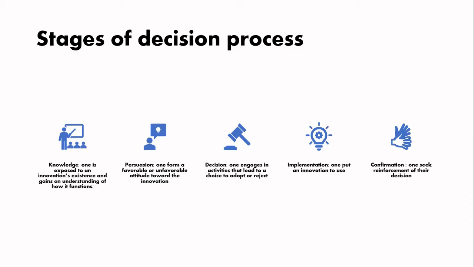That is called knowledge. And persuasion is when the person forms a favorable or unfavorable attitude to the innovation. The person who has gained knowledge about the existing or new product and how it functions takes a positive or negative view of that product. Then he takes a decision, right? He may adopt the new technology, or sometimes he may reject it. If he adopts that technology, he goes to the implementation stage. Okay.